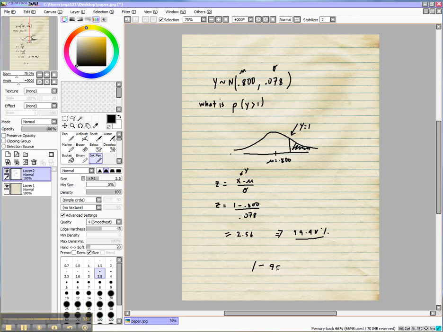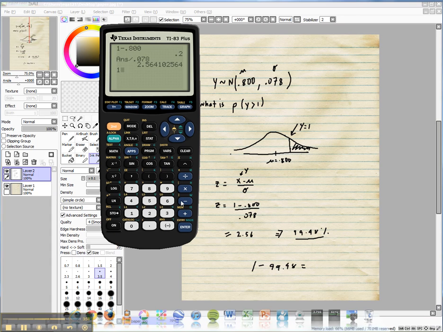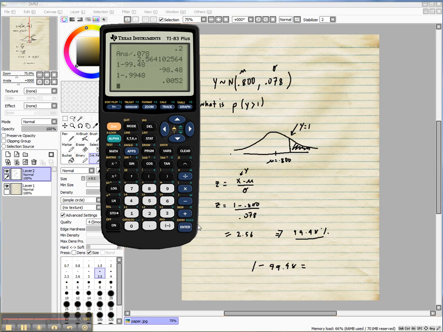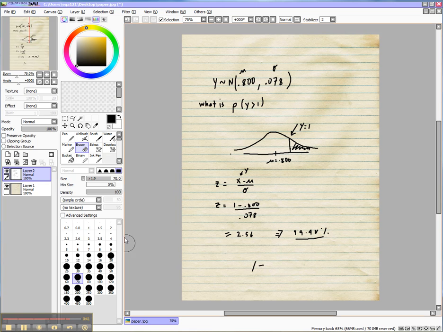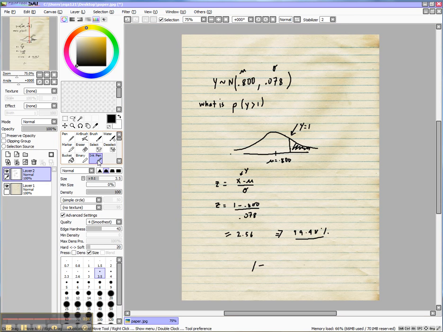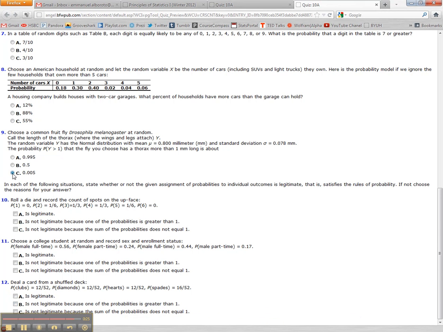So 1 minus 99.48 is equal to, let's take out our calculator, 1 minus 0.9948 is 0.0052. So let me change that, my bad. 1 minus 0.9948, so it's 0.0052, right, from the calculator. Go back to the question. So it'd be C, 0.005. So that's how you solve for number 9. And that's it.